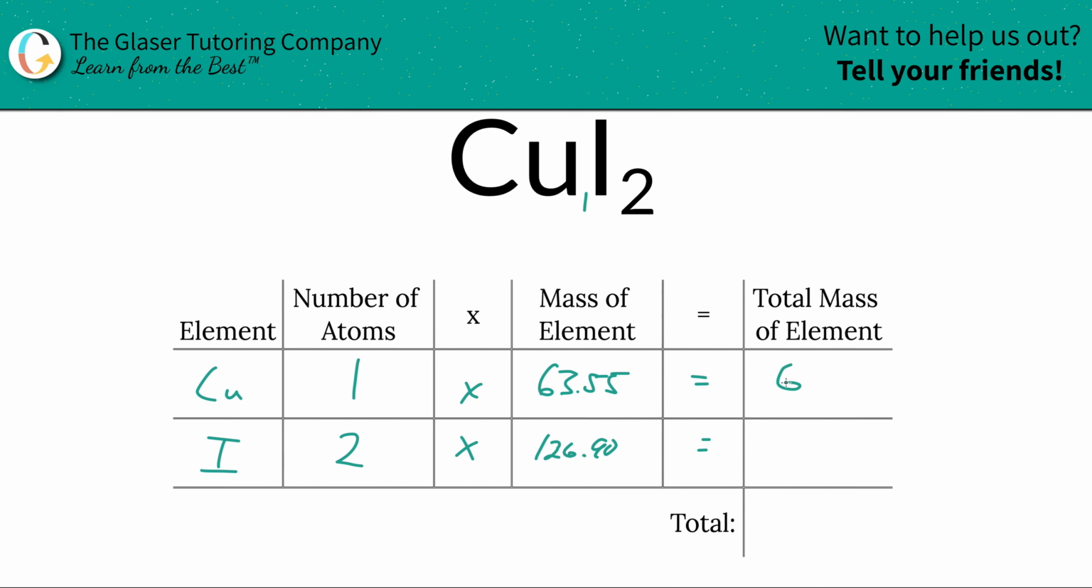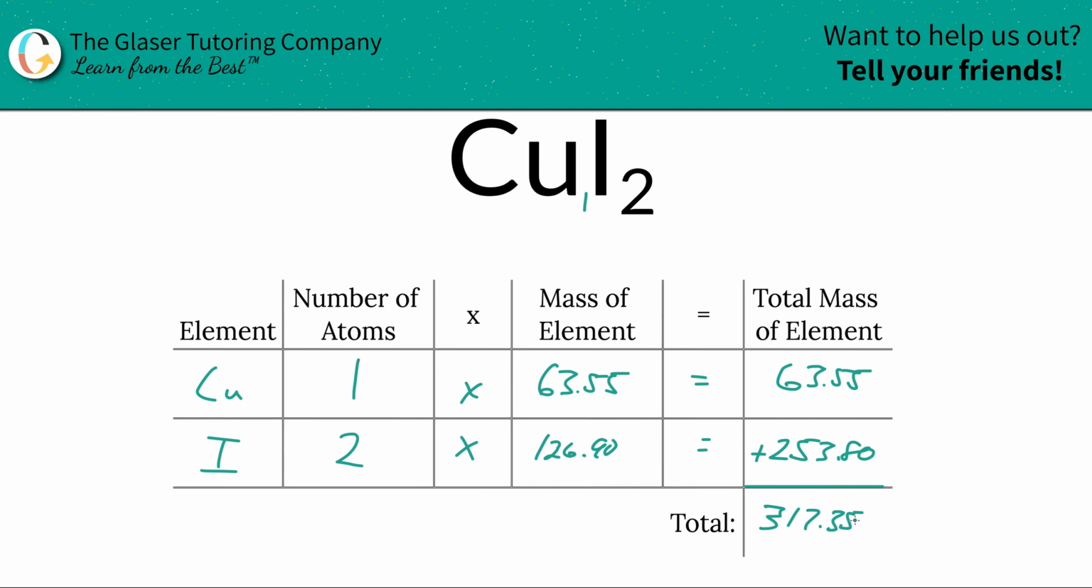And then we're going to simply find the total mass of each element by multiplying the row across for each element. So this works out to be 63.55. Total mass of iodine is then going to work out to be roughly 253.80. And then to find the total mass of the entire compound, just add up the total mass of each individual element, right? Isn't that so nice and easy? So this is 317.35. And that was the first step to that process, right? To find the total mass of the compound.